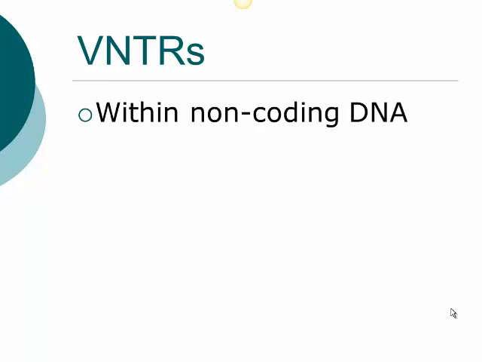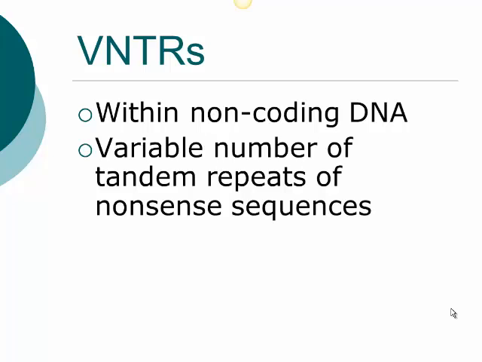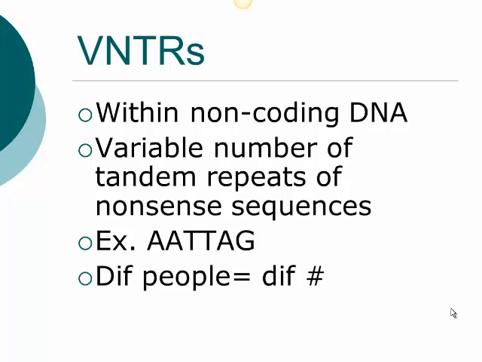RFLPs are actually made of VNTRs, which are within the non-coding DNA, and that stands for a variable number of tandem repeats, and they're nonsense sequences. And so what that means, variable number means that some people will have maybe 10, another person might have 20 of these repeating sequences that don't code for anything. They're tandem, so they're in line like a tandem bicycle. An example of a VNTR would be AATTAG. One person might have, like I said, 10 of these within their fragment, and another person might have 20.